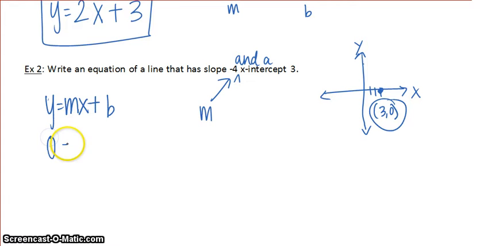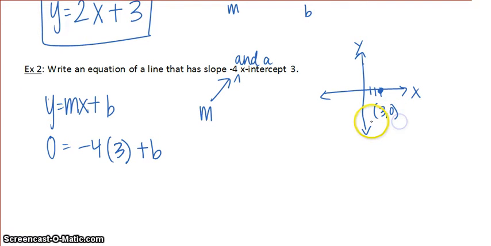So I can put 0 equals my slope, which is -4, times my x, which is 3, plus b. All I did was plug in 0 for y, which I got from my point over here. I put -4 for my m, which I got from over here. And then I plugged in my 3 for my x. Now I don't know what b is, but I can easily solve it because once I have that one variable, I can solve it. So I have 0 equals -12 plus b.